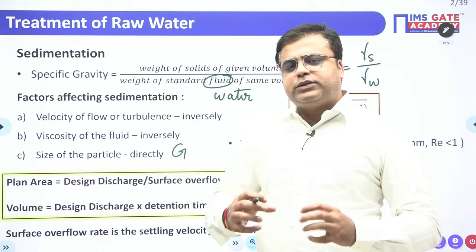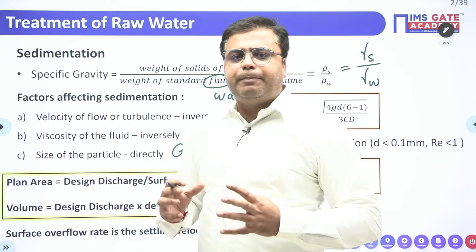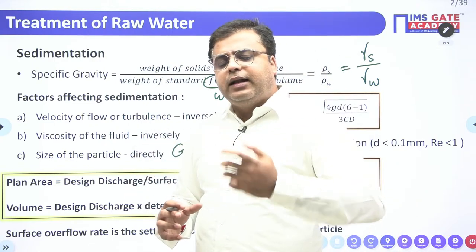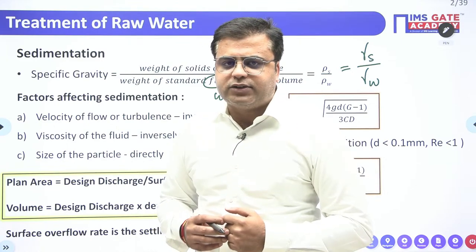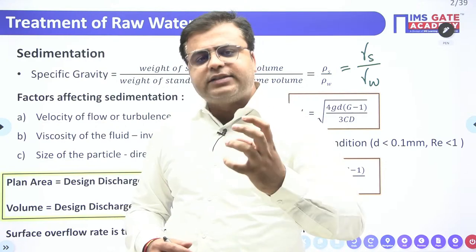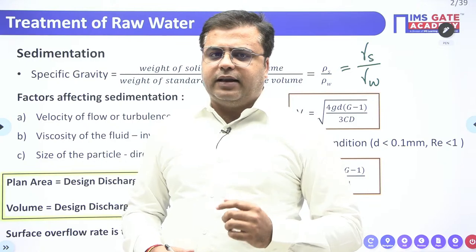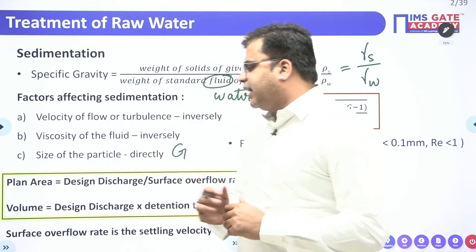We keep the specific gravity of all these particles constant, then only we can compare whether the size of the particle can affect the sedimentation process or not. If the specific gravity is the same, then the more the size of the particle, the more will be its weight and the more easily it will settle, right?